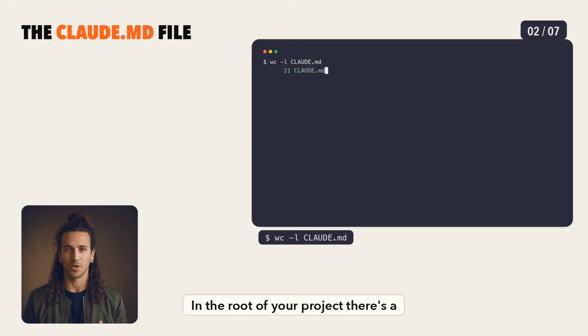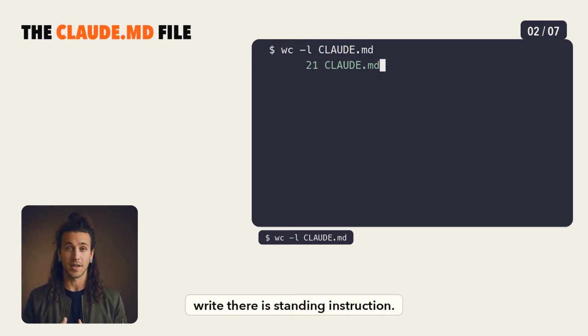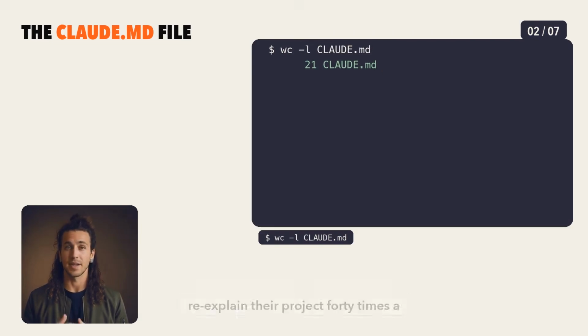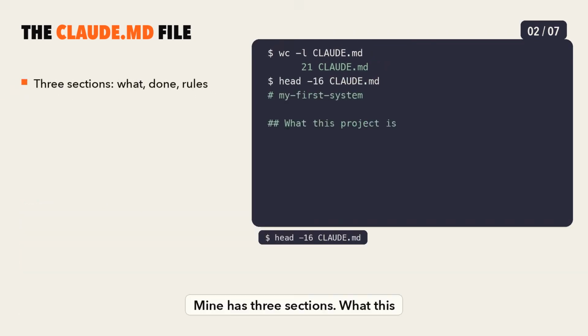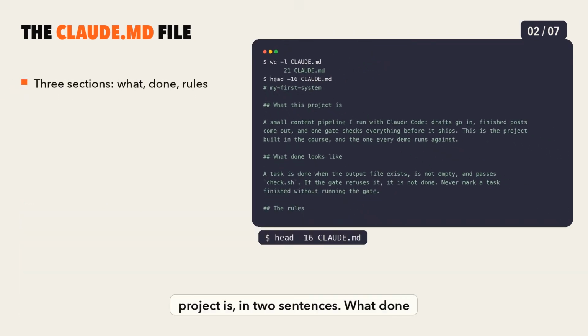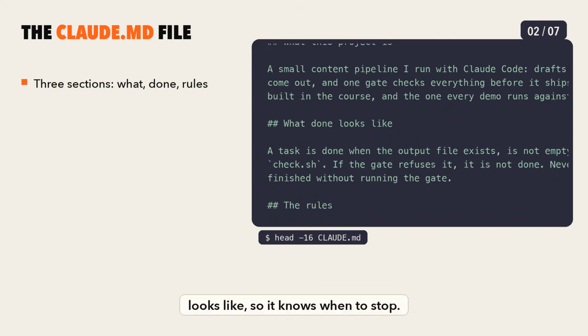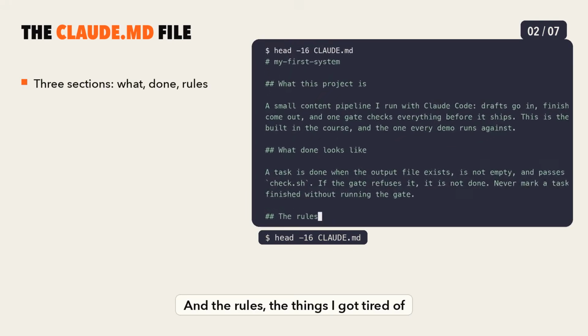In the root of your project, there's a file called CLAUDE.md. Whatever you write there is standing instruction. Most people leave it empty and then re-explain their project 40 times a week. Mine has 3 sections. What this project is in 2 sentences. What done looks like, so it knows when to stop. And the rules, the things I got tired of correcting.